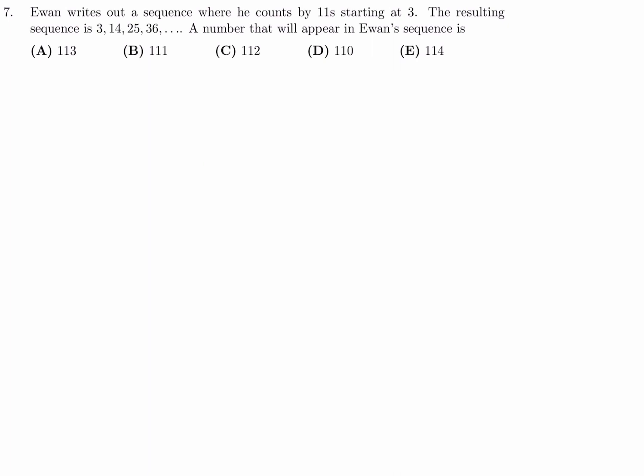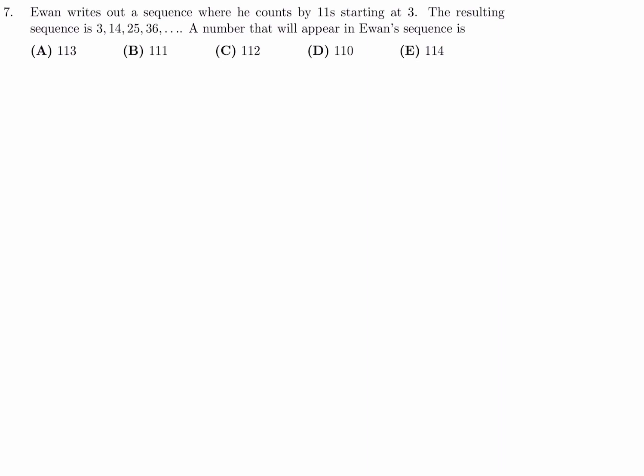Ewan writes out a sequence where he counts by 11 starting at 3. The resulting sequence is 3, 14, 25, 36, and so on. Which number will appear in Ewan's sequence? Well, I guess you just keep adding 11. So get out your calculator and just keep adding 11 to 36.